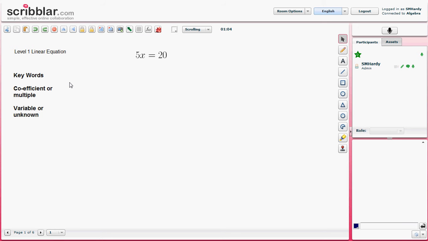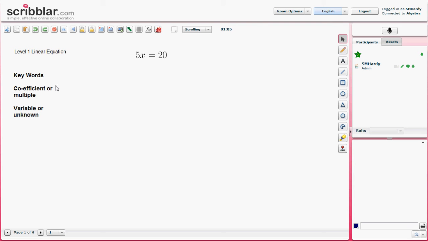Okay, so on the whiteboard we've got a simple example of a linear equation which reads 5x equals 20, which just means 5 times x equals 20. So we're just looking for a number that multiplied by 5 will give us the answer of 20.